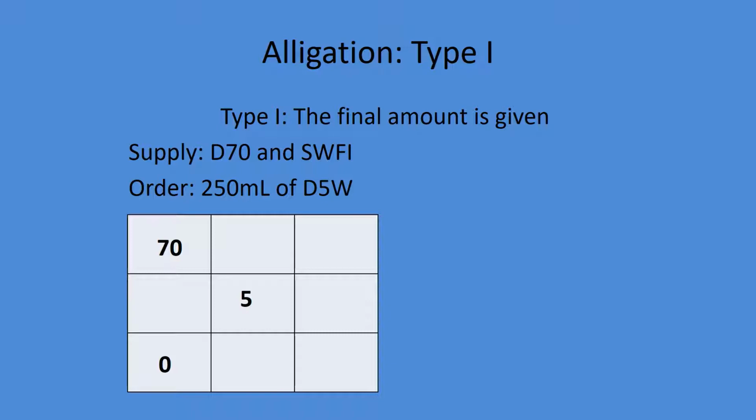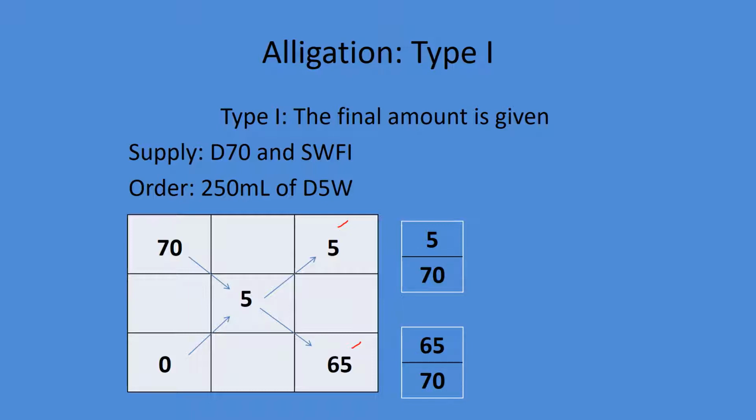The next step is to find the difference. So the difference between 70 and 5 is 65. Between 0 and 5 is 5. So how many total parts do we have? So we have 5 parts here, 65 parts here for a total of 70. So 5 out of 70 and 65 out of 70.